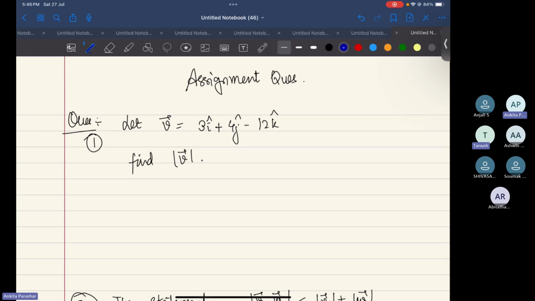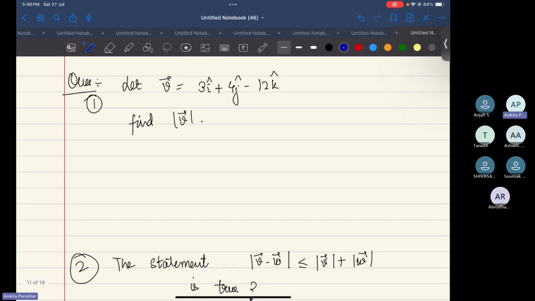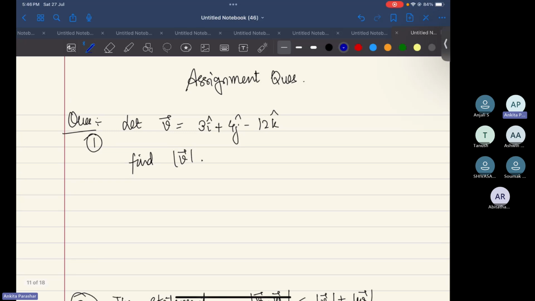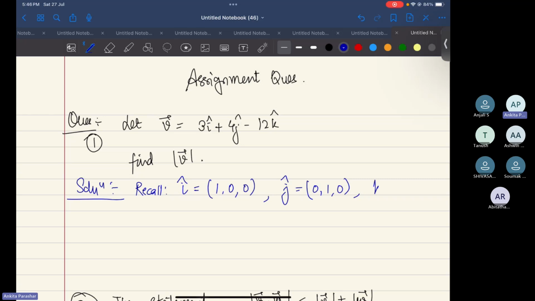So i cap is just 1 comma 0 comma 0, j is 0 comma 1 comma 0, and k is 0, 0, 1. See, these are the unit vectors in R3, and sometimes we say they are the standard unit vectors. Okay, so recall: i cap is 1 0 0, j cap is 0 1 0, and k cap is 0 0 1. Knowing this, can you tell me this vector in the coordinate form? And in which space does this vector lie?